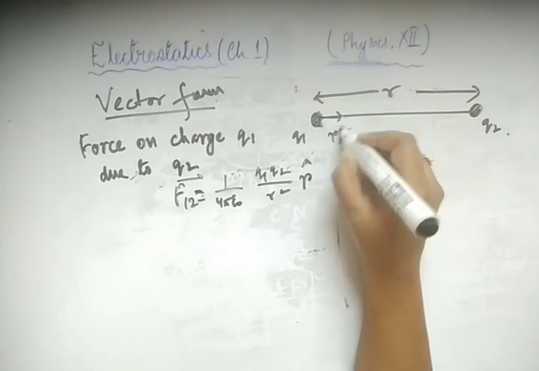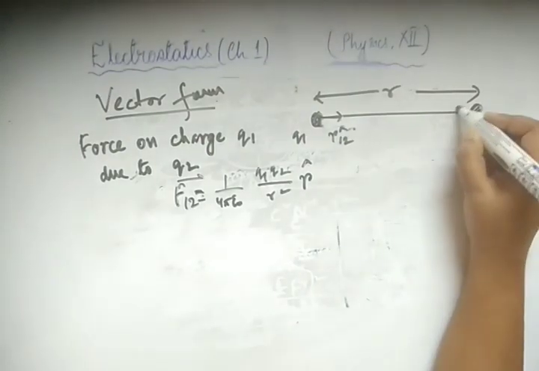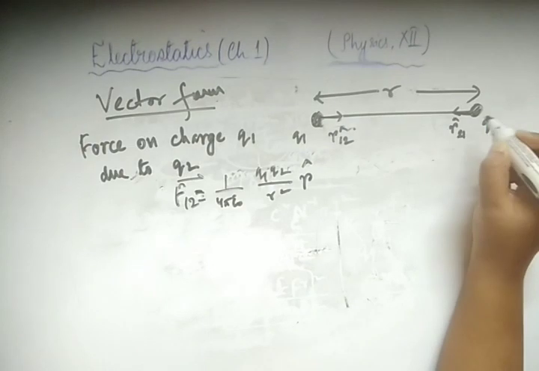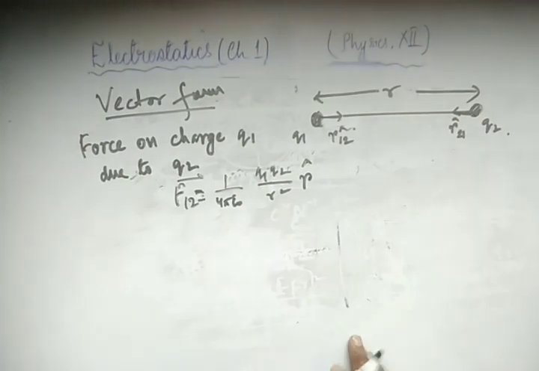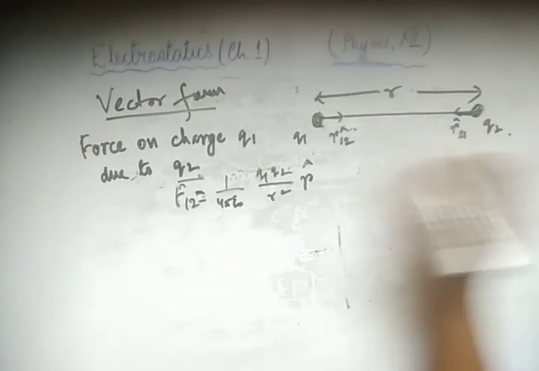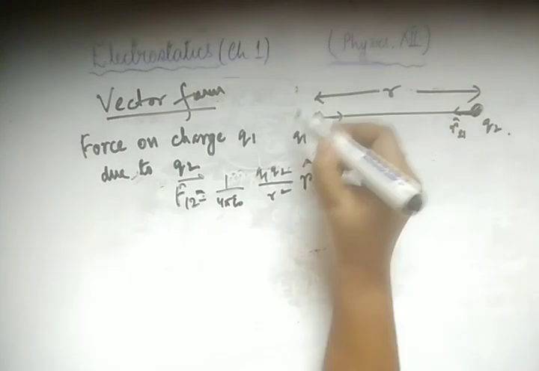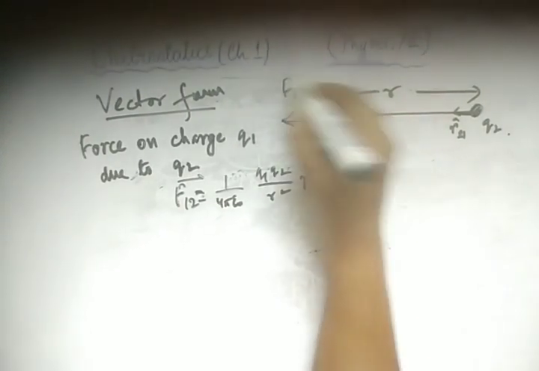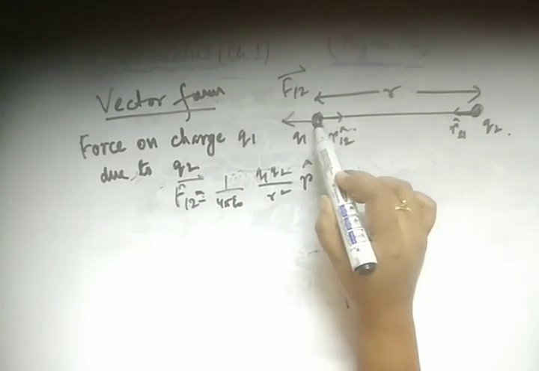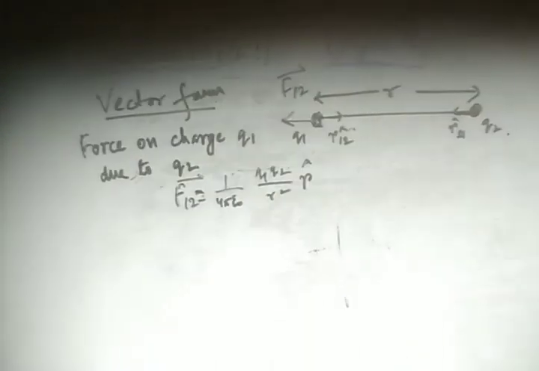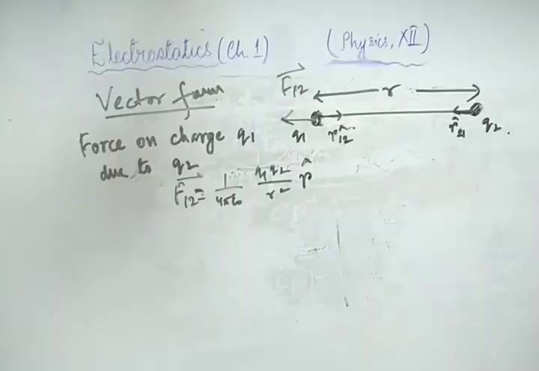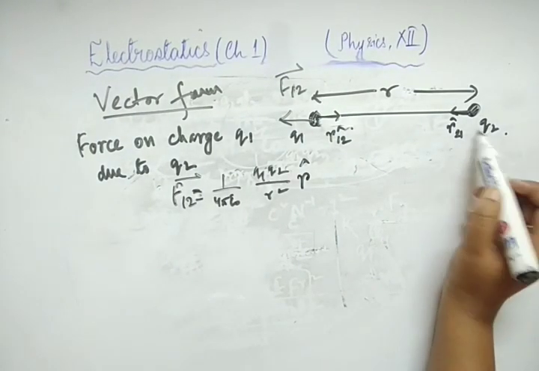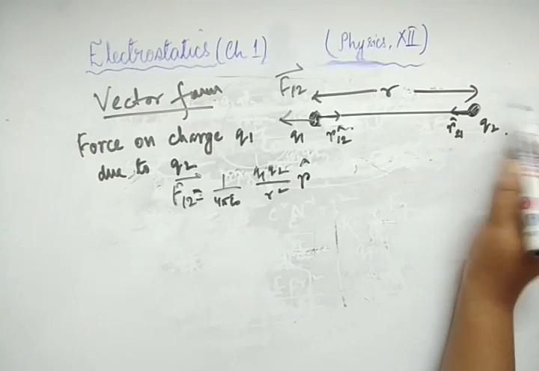So this, let it be named R21. So now force on 1 due to charge Q will be in this direction. It will repel this charge towards this side. And now force on charge Q2 due to this will repel this side.